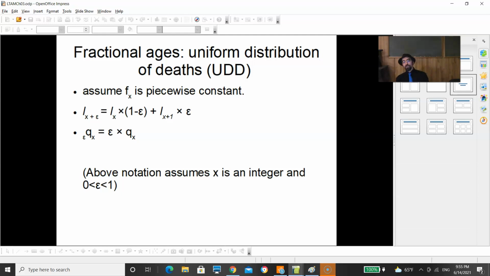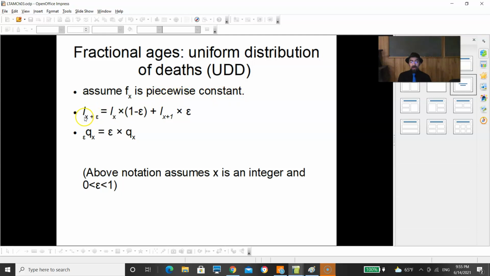The first is called uniform distribution of deaths. That means that in between integer ages, you're as likely to die in, say, January of that year as you are in August of that year, or December of that year. Notice this means f sub x is piecewise constant.